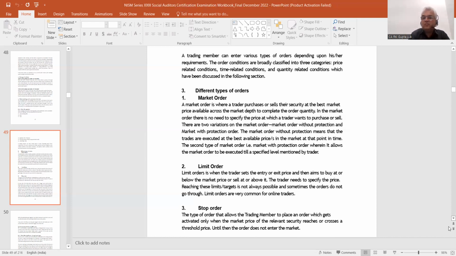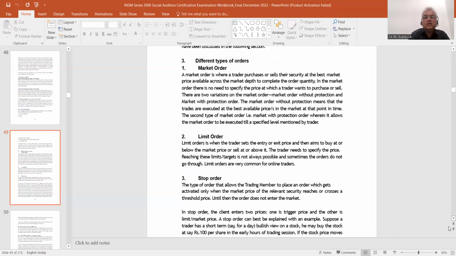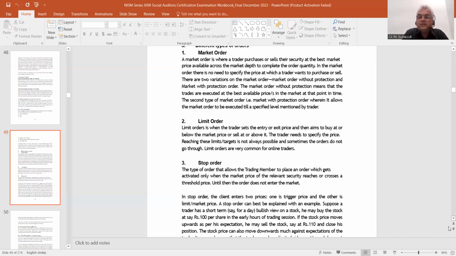Third type of order is stop order. The type of order that allows the trading member to place an order which gets activated only when the market price of the relevant security reaches or crosses a threshold price. So this is the stop order. Until then, the order does not enter the market. This order will be activated only when the market price of the relevant security reaches or crosses a threshold price.